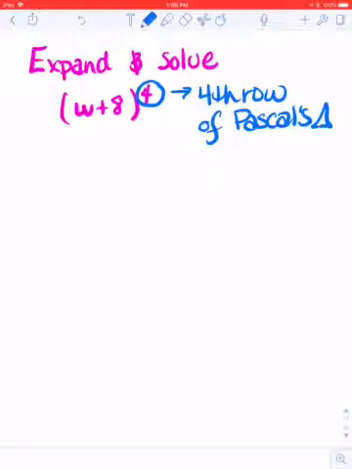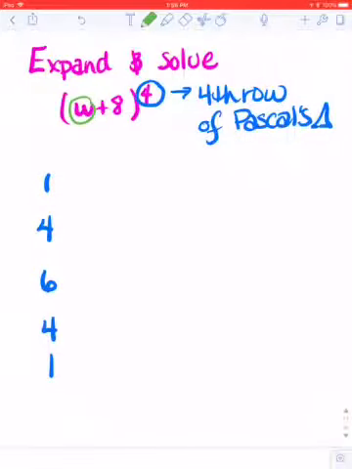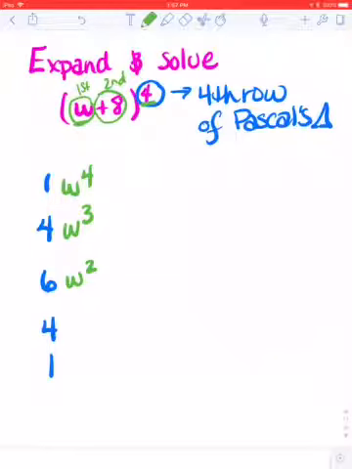So if I go to the fourth row, that means I'm going to use numbers 1, 4, 6, 4, and 1. So that's the first piece. The second piece then, I need to go and look at my first term and my second. So my first term is w, and I'm going to start with this highest exponent of 4. So w to the fourth. And then I'm going to go straight down, losing one exponent every time. So w to the third, to the second, to the first, and then 0.